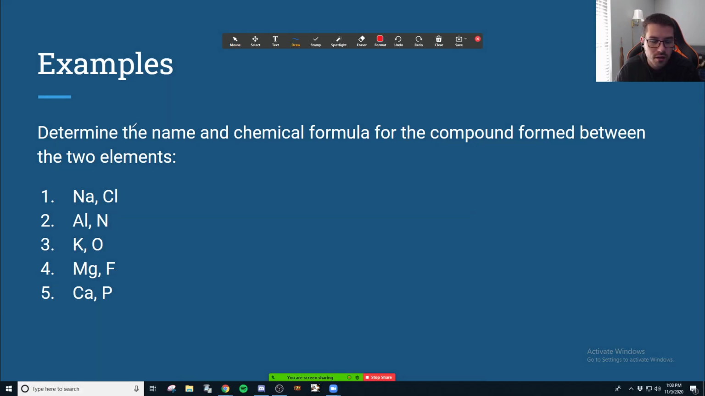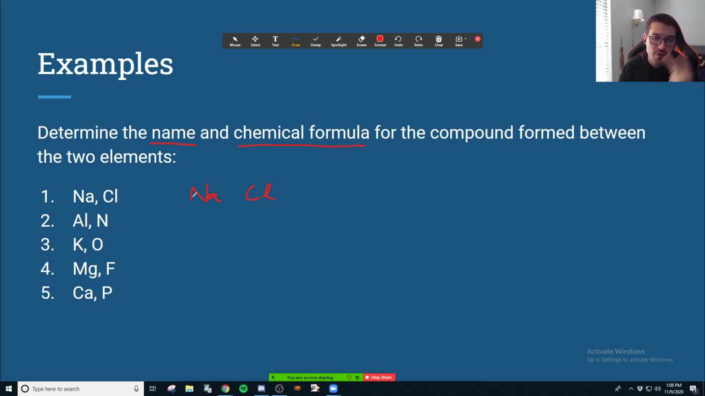Let me go through some examples for you, and I think this is going to help. We need to determine the name and chemical formula of the compounds formed between these elements. Let's look at number 1. We have these 2 elements here, sodium and chlorine. This is actually step 1, just writing out the ingredients. They've been given to me here, so I'm just going to rewrite them: sodium and chlorine. That's step 1.